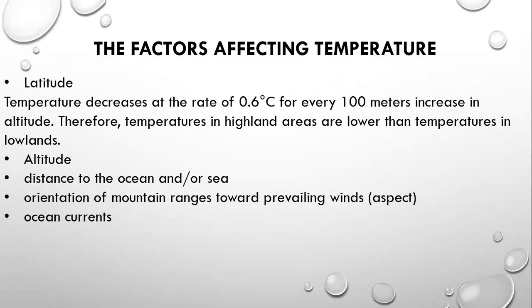If a place is far from the ocean or sea, or is closer to the ocean or sea, there will be a variation in temperature. The other one is the orientation of mountain ranges towards prevailing winds, or aspect. The orientation of a mountain range will also determine the variation of the temperature of a given mountainous place. The other one is the ocean currents. The ocean currents also determine the variation of the temperature, whether the temperature is low or high.